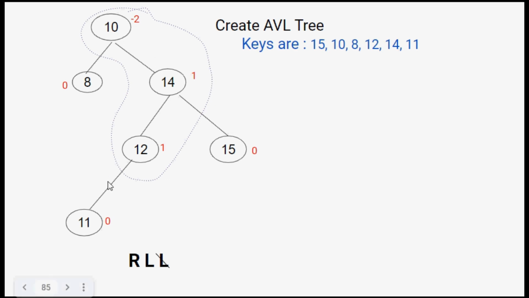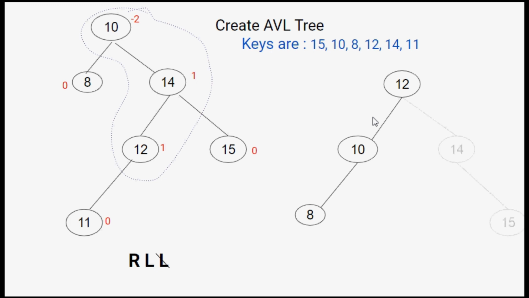Okay. So firstly we are going to perform the right operation and then we'll perform the left operation. What is the right operation? We'll push 12 upward. So that means 12 will come up. Then we'll see where 10 will go. 10 should be on the left of 12, so 10 will be on the left of 12 and then left of 8. And on the other side we have 14. So 14 is going to be on the right of 12 itself, and 15 will also be on the right of 12.